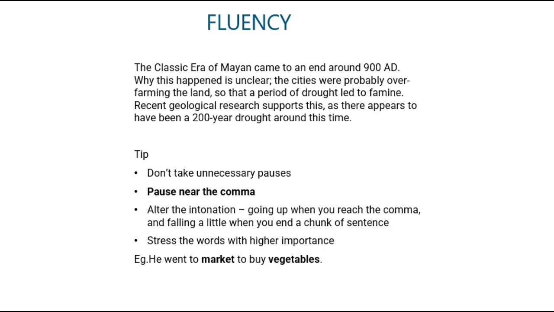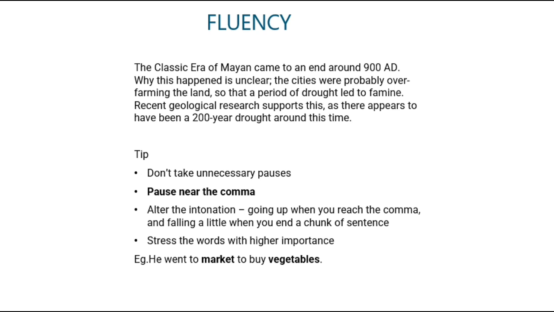And then we have the fluency. Don't take unnecessary pauses. Pause near the comma. Alter the intonation. Your voice must rise when there is a comma and your voice must fall when there is a full stop. Example, why this happened is unclear. The cities were probably overfarming the land so that a period of drought led to famine.